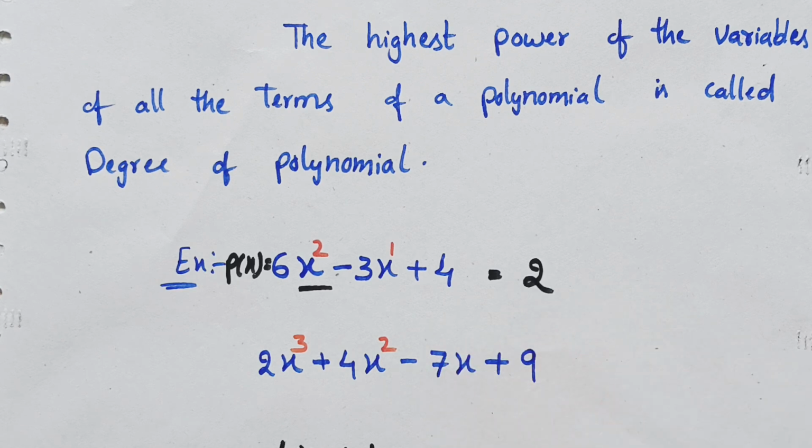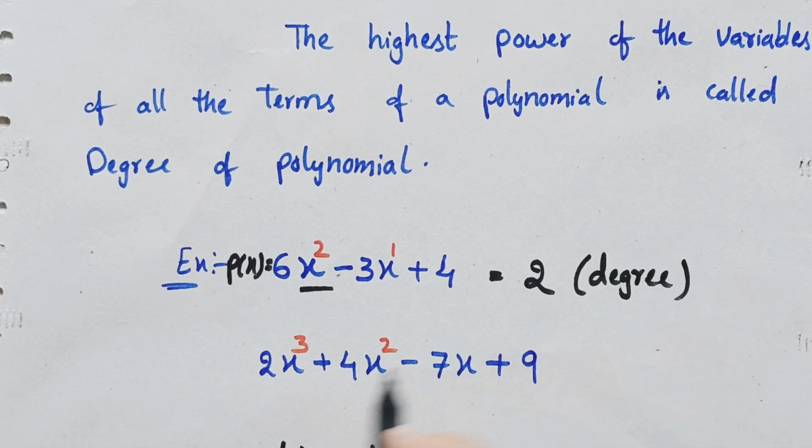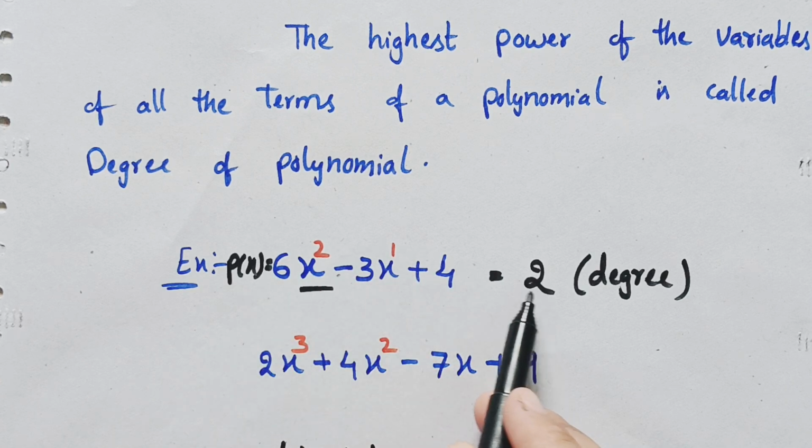Are you getting my point? So 2 is the degree. The degree of this polynomial is 2.